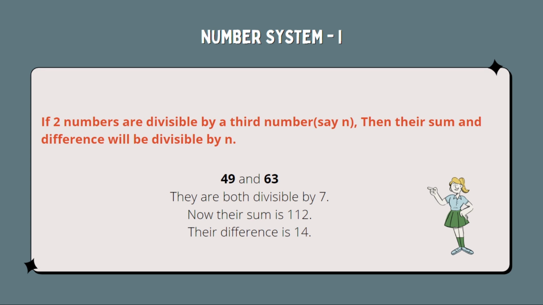Now here are some other Will's rules. If two numbers are divisible by a third number, their sum and their difference will be divisible by the third number, that is n. For example, 49 and 63. Here both the numbers are divisible by 7. Their sum is 112. 112 is again divisible by 7. The difference is 14. That is again divisible by 7.